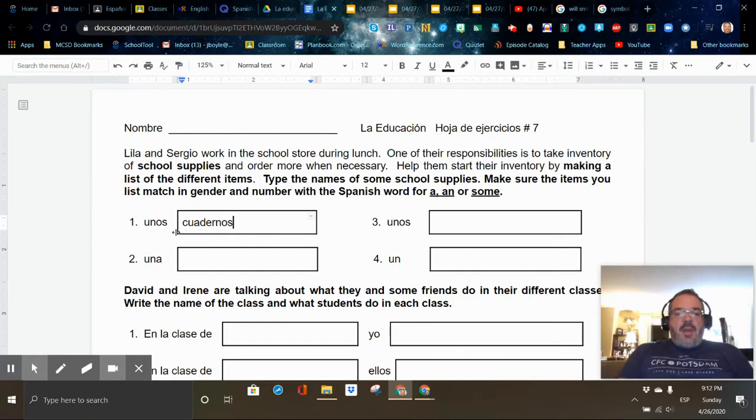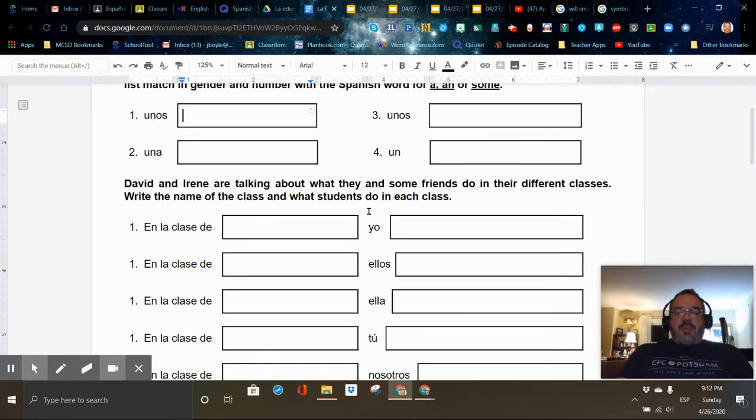And let's say cuadernos. This is masculine plural, and this is masculine plural. Okay, but you can't use the word cuadernos. There's all kinds of other words there. Come up with one for each of these. Okay, those are school supply words.